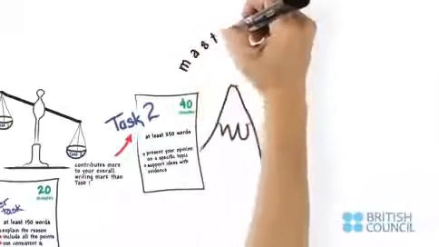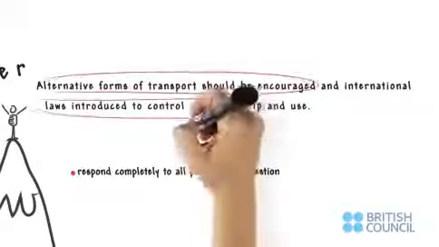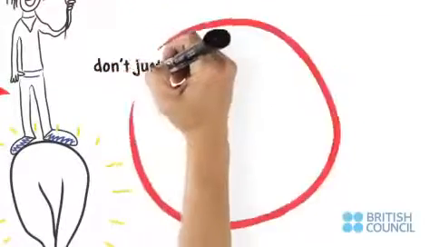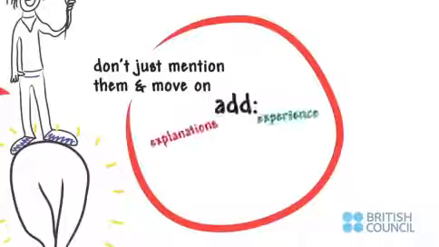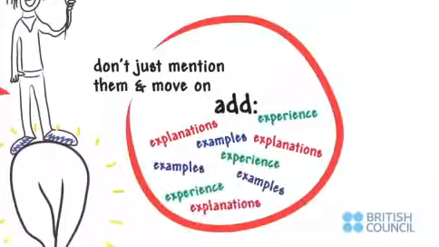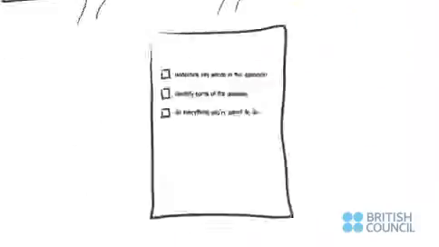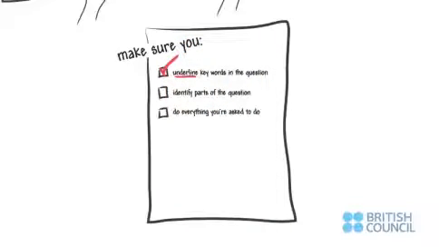To master Task 2, you will need to respond completely to all parts of the question. Develop and support your ideas. Don't just mention them in a single sentence and move on to the next idea. Add explanations, examples, or experience. Ensure your opinion is clear in your answer. Make sure you underline key words in the exam question, identify how many parts there are to the question, and make sure you do everything you are asked to do.